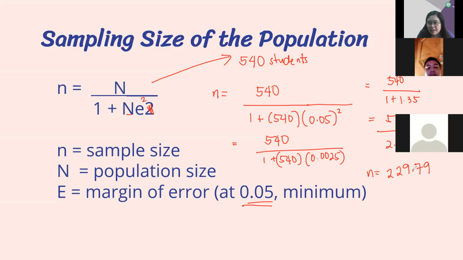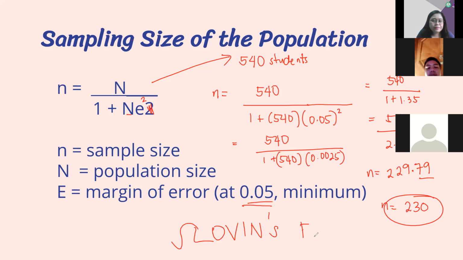But remember, class, again, you cannot do a survey or an interview with 0.79 of a person. So when we compute the Slovin's formula, the final answer should always be rounded off to the nearest whole number. So your sample size here will be 230. Again, we call this the Slovin's formula. We use this in computing the sample size.